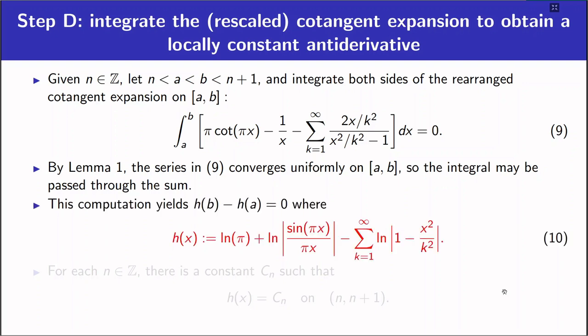We obtain h of b minus h of a is 0, where h of x is the antiderivative defined below. H of x is therefore piecewise continuous on each open interval from n to n plus 1. Furthermore, call the value of h of x on this interval c sub n.